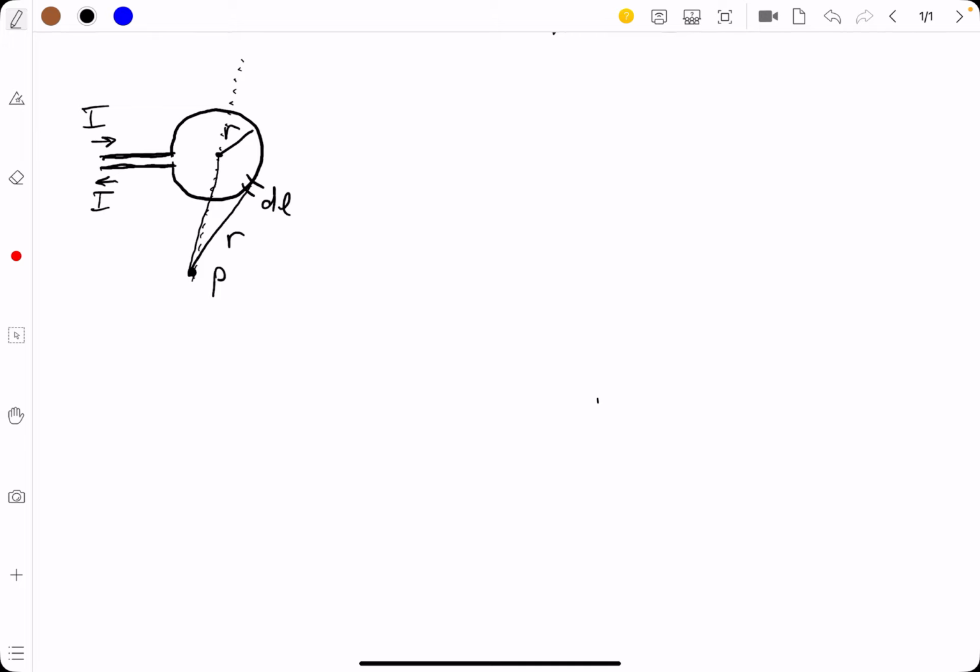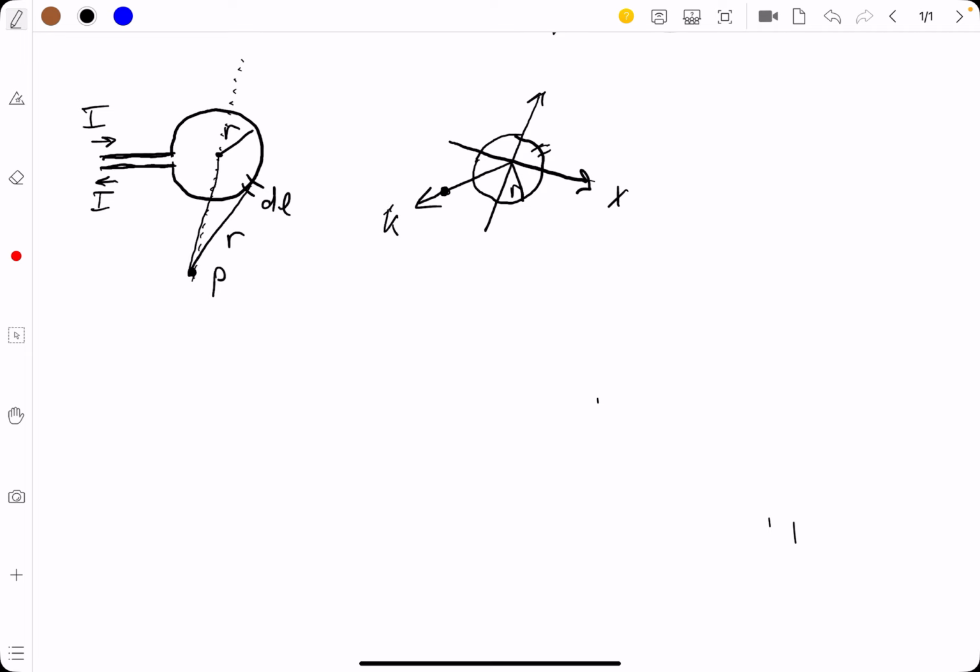So how can we do a better drawing? Here's X. Here's Y. And X cross Y is going to give us Z. We're putting our point right here, and our circle is in the XY plane, like that, with some R. Maybe a little bit hard to see.